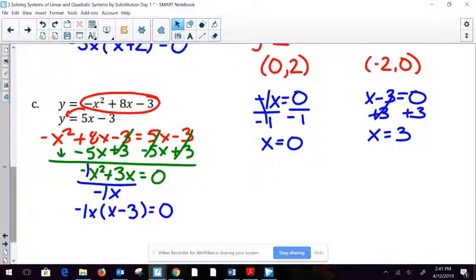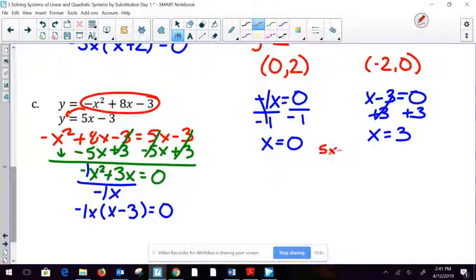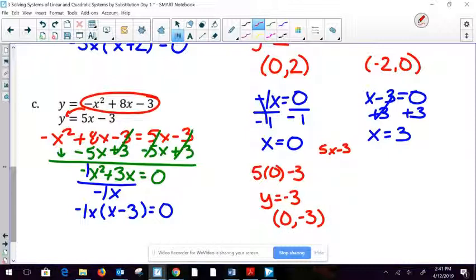Now that I have my x values, I can choose either equation. Again, remember the linear one's easier. That's 5x minus 3. So I'm going to take 0 and put it in place of x. So 5 times 0 minus 3. So that means y is equal to, well, what's 0 minus 3? Good, negative 3. So my first point at which they would intersect is at 0, negative 3.